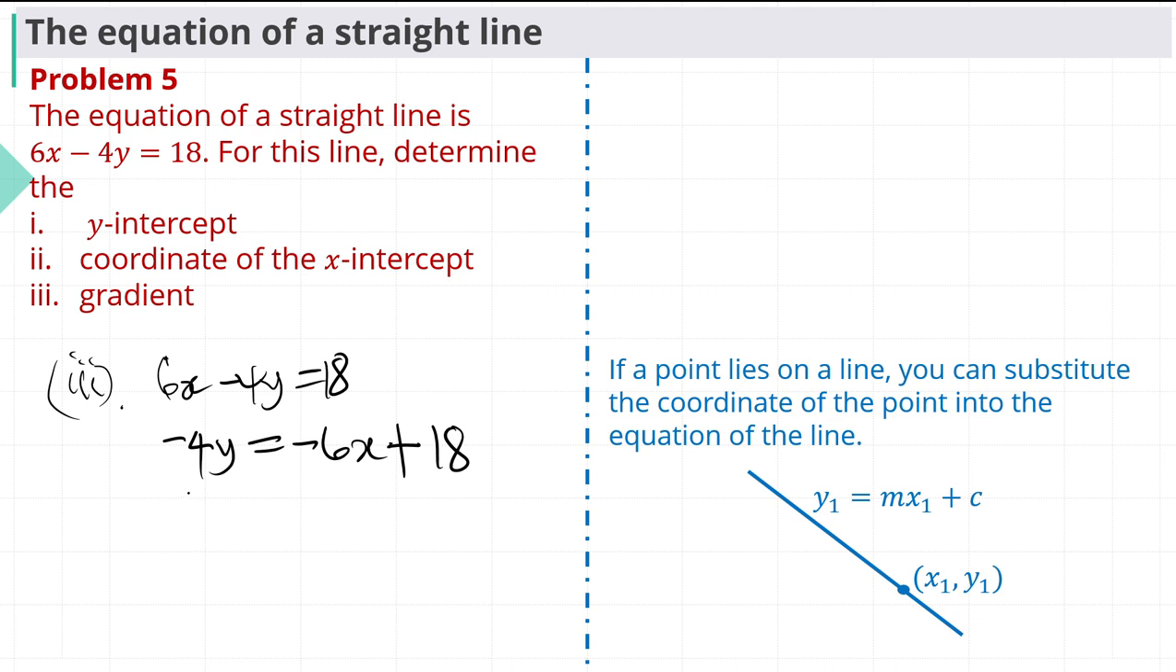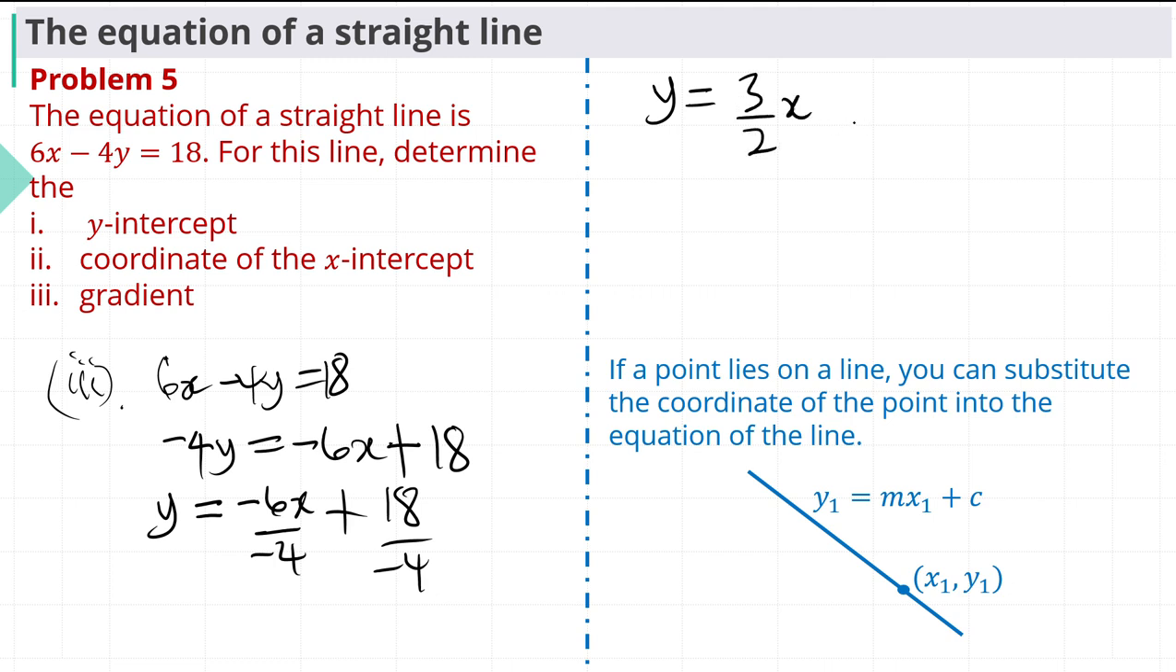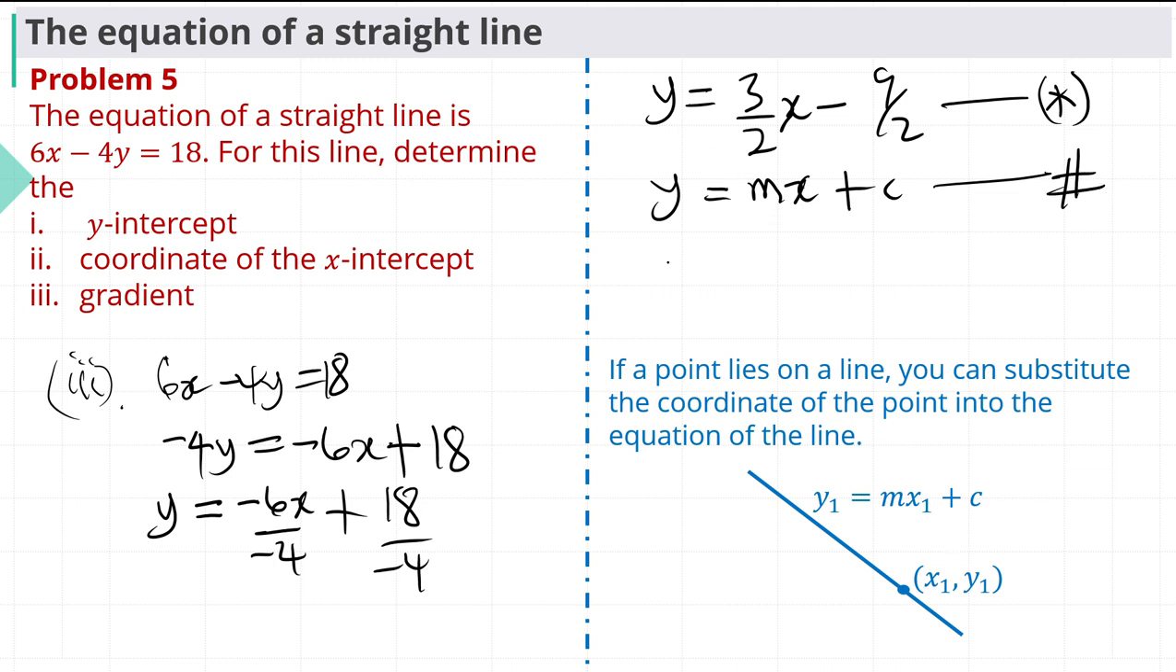Now divide each term by -4 so that y is made the subject of the equation. This now gives y equals 3/2 x minus 9/2. So now that we have this equation written in the general form y equals mx plus c, we see clearly that the gradient m is equal to 3/2.